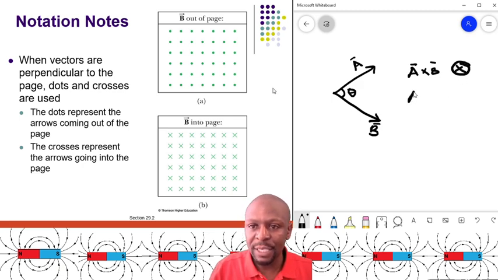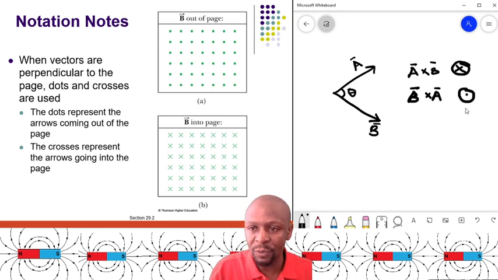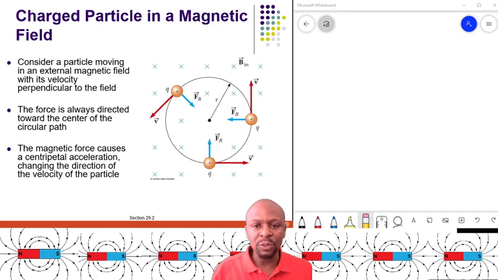But if we say B cross A, that will be the shortest distance from vector B to A. That will be the vector which is going to go out of the board, and we denote it by a circle with a dot. Right, I just want to remind you of the stuff that you have already done in your first semester. Now, B into the page is just this, and B out of the page is denoted by those dots.